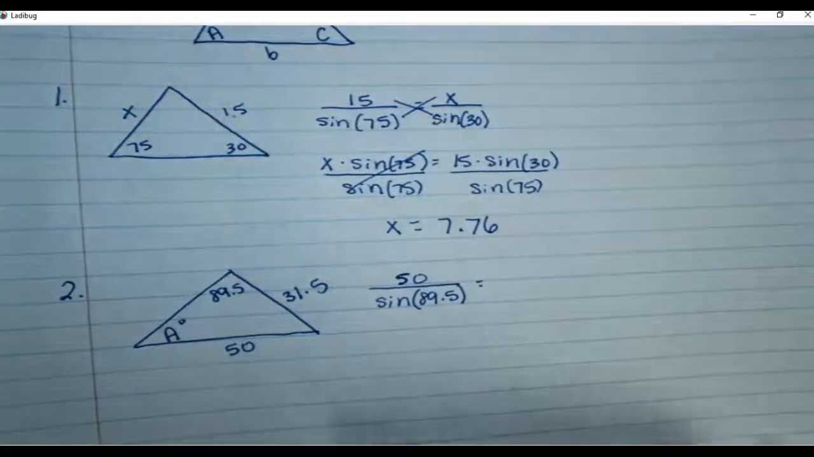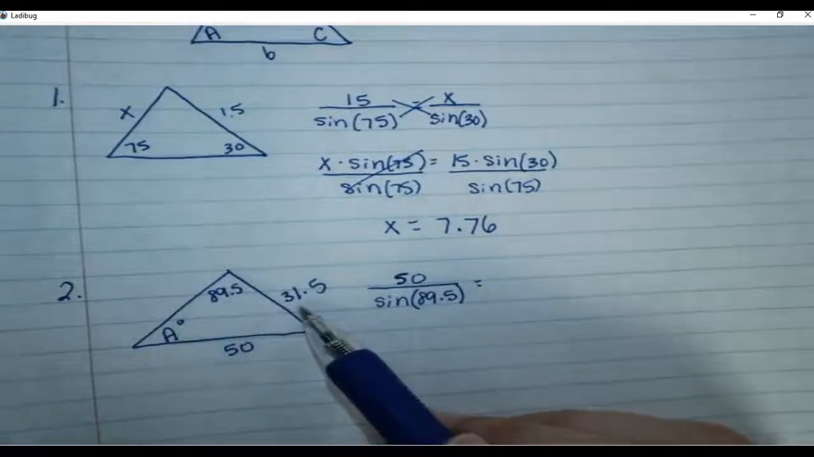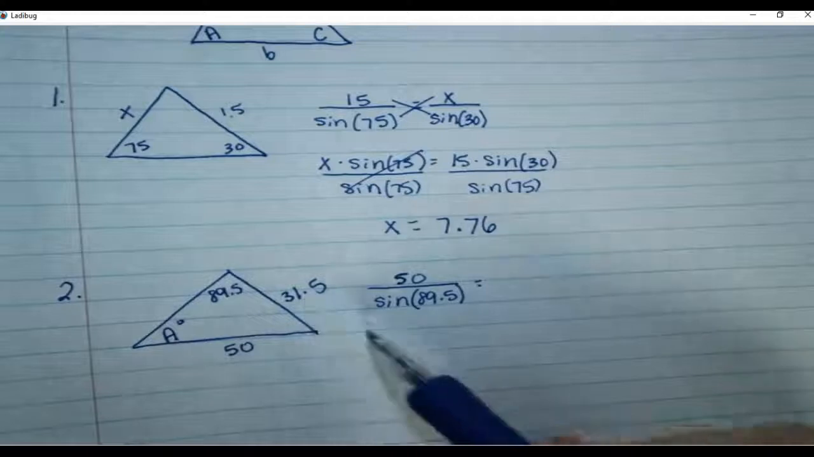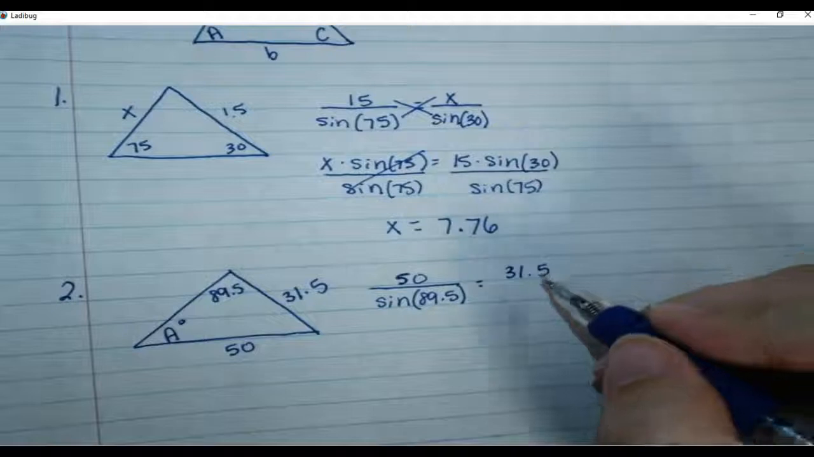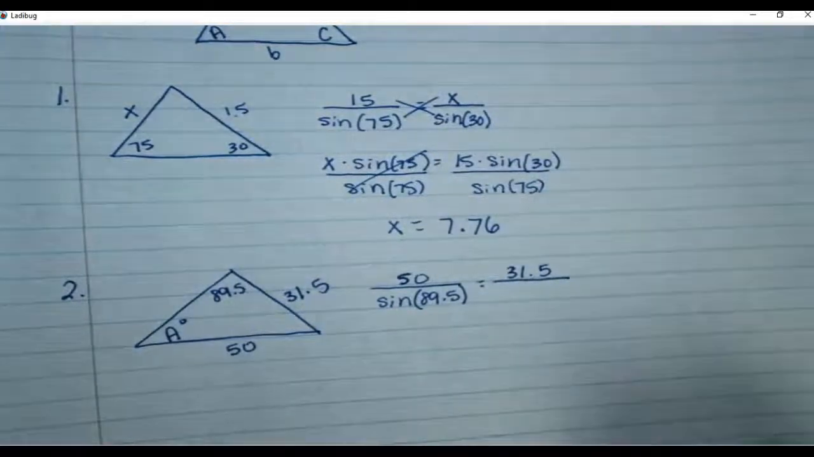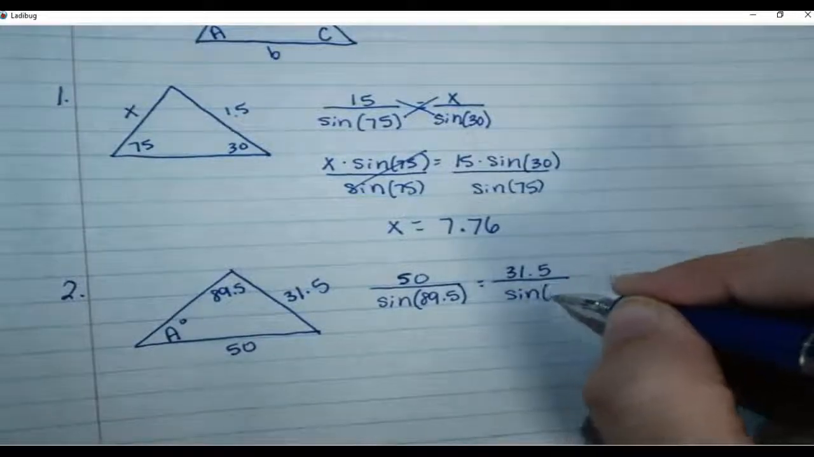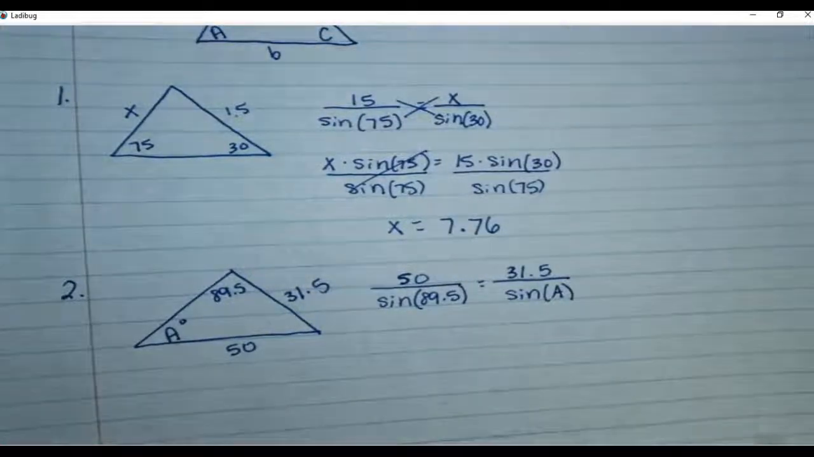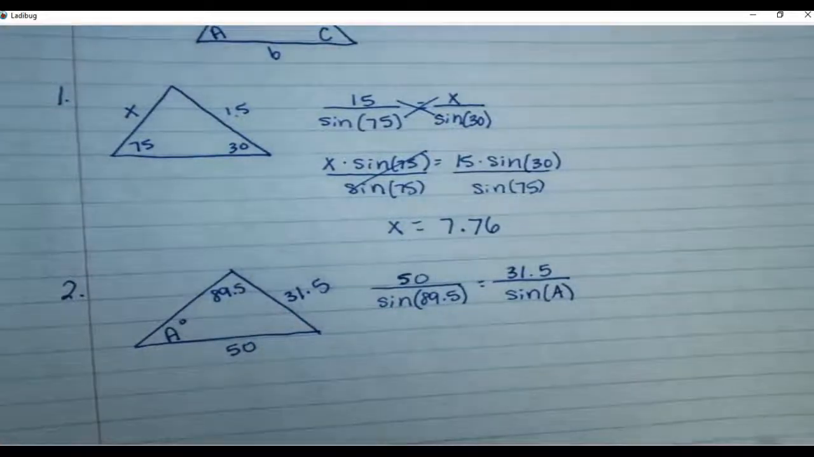So we put the side on top, so 50 on top, divided by sine, it's always sine, of 89.5. Equals. Now on this one we're trying to find A, which is the angle, but I know across from it little a is 31.5. So that's my side, so it goes on top. But I don't know big A, that's what I'm trying to find, so it's just sine of A. Any questions setting it up?